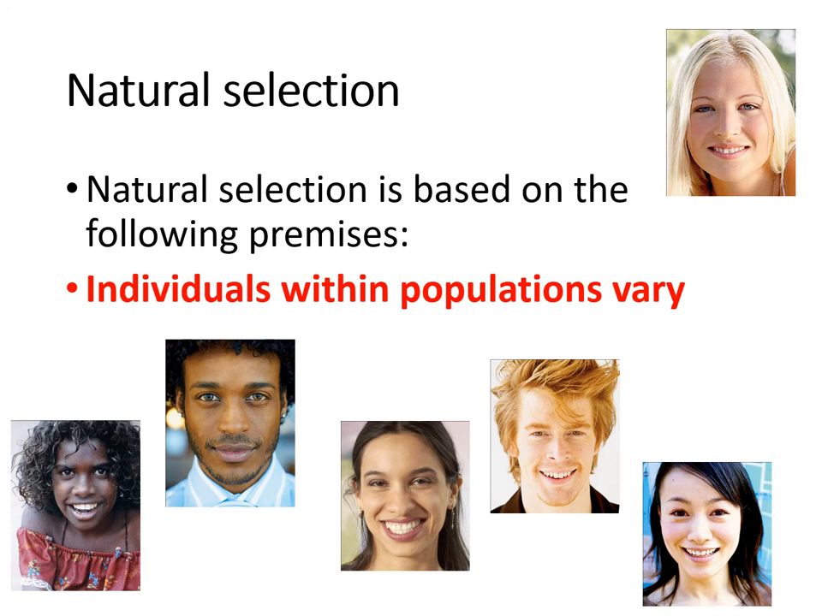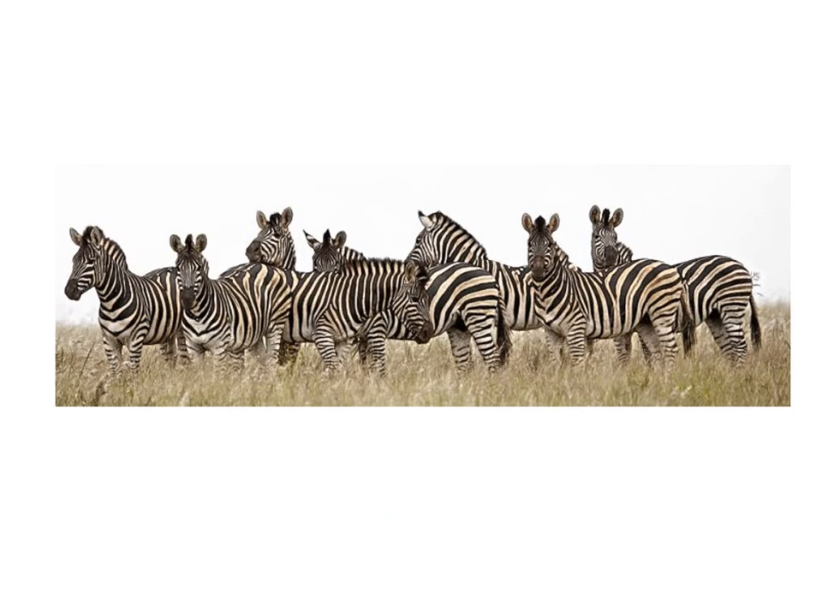This is not difficult to understand, right? If you look at the human population, everybody looks different. There are different eye colors, hair colors, skin colors, and blood types, and all these are considered variations within the population. Now, if you look at zebras, for example, they might all look the same to us, but I guarantee you there are just as many variations between the zebras as there are between humans. So for most species, variations do exist.